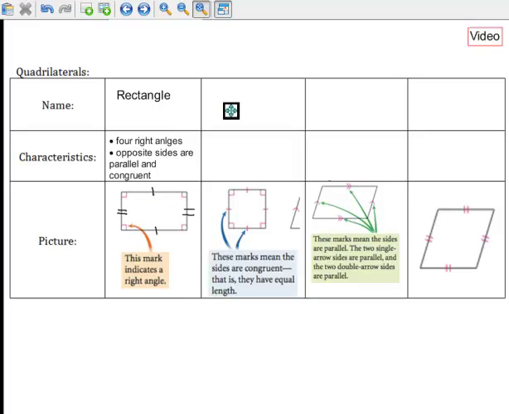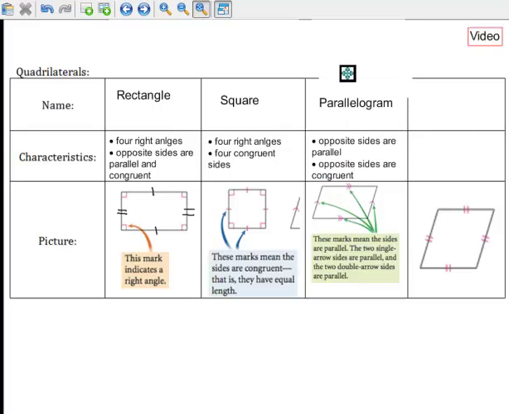Next shape we're going to talk about is a square, and you all know that a square has four right angles and four congruent sides, and see there that we have the same marking on all sides to show congruence. Next one is a parallelogram. A parallelogram has opposite sides that are parallel, so this side is parallel to this side, and this side is parallel to this side. Opposite sides are also congruent, so this side is congruent to this side, and you can see there that these marks mean the sides are parallel, and since they are the same marking, they're also congruent.